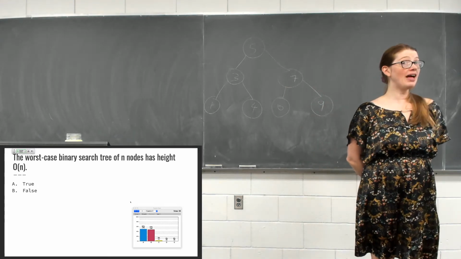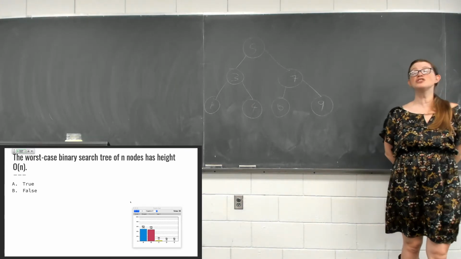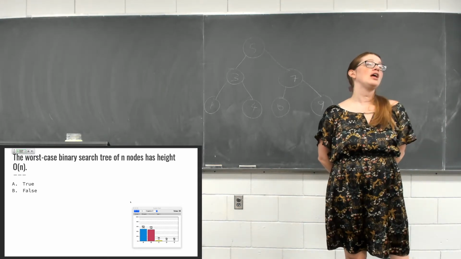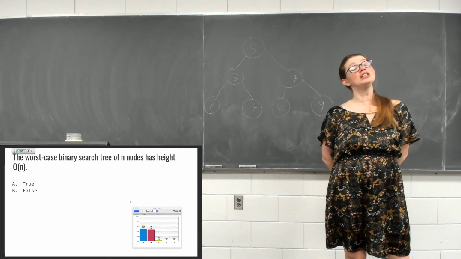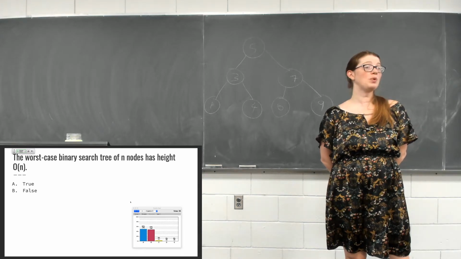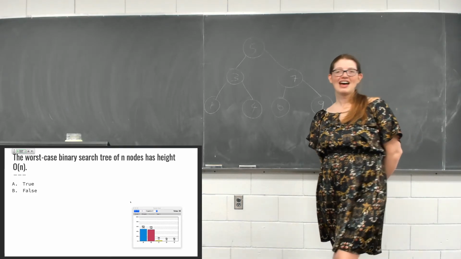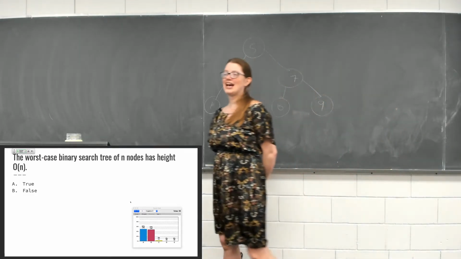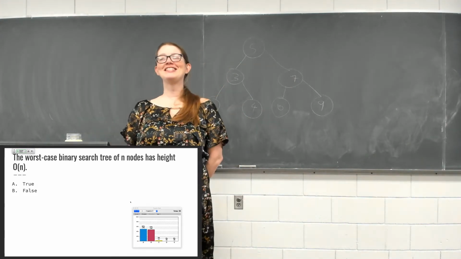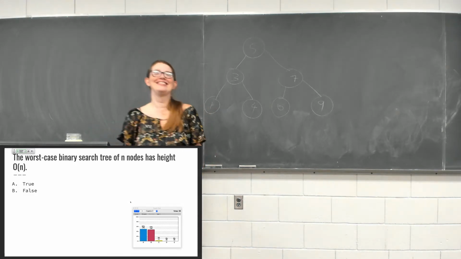There's no rules about balance in a binary search tree. If you take a sorted list of numbers and you insert them into an empty binary search tree, one after the other, a sorted list goes in and a sorted list comes out. You end up with a tree that looks like a list. Which means that the worst case binary search tree is height n. Roger is so excitedly nodding his head yes because he wrote an exam all about it.